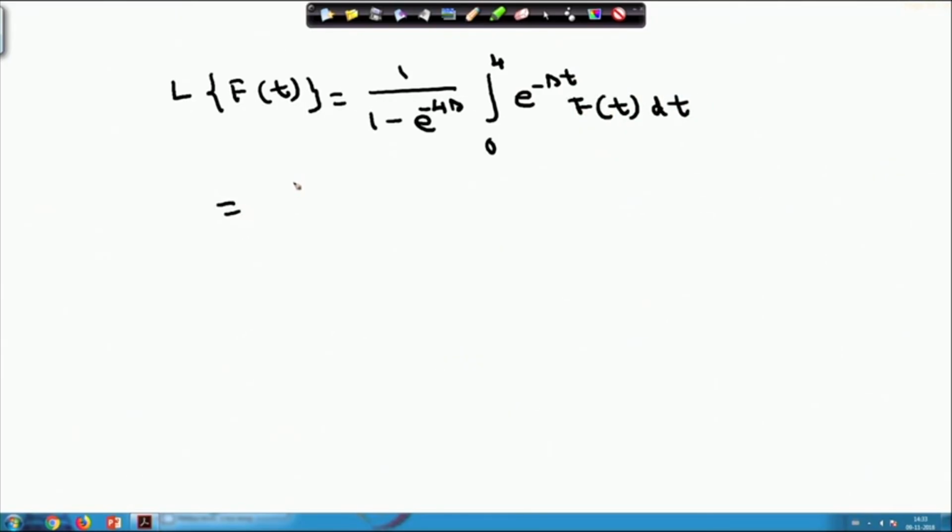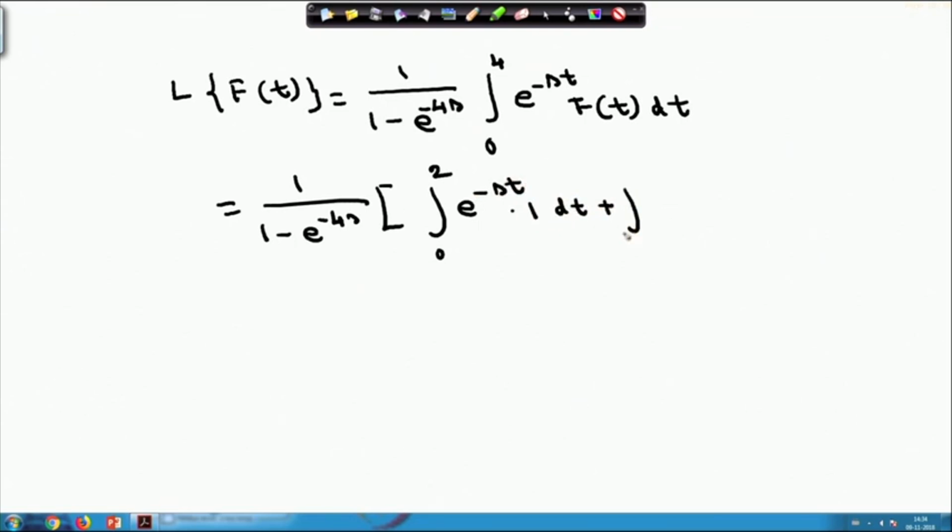This I can write down as 1 minus e power minus 4 s. I have to break it into two parts. One is 0 to 2 e power minus s t into f t, the value is 1, so d t, and plus 2 to 4 e power minus s t into value of the function f t is minus 1 into d t. So, I am breaking it into two parts 0 to 2 plus 2 to 4. I can evaluate the value of this integral easily.